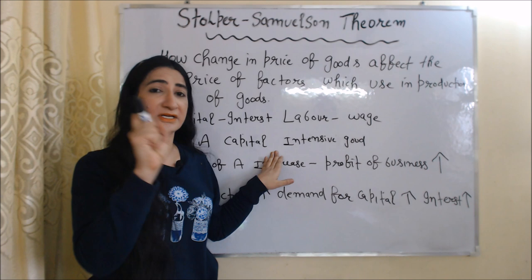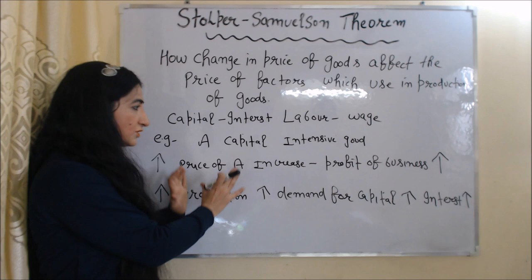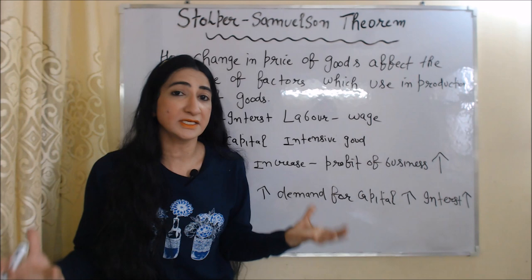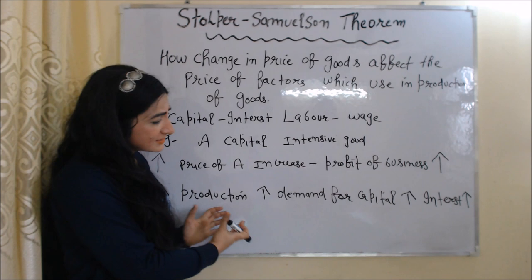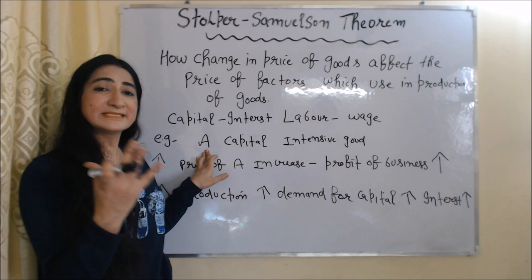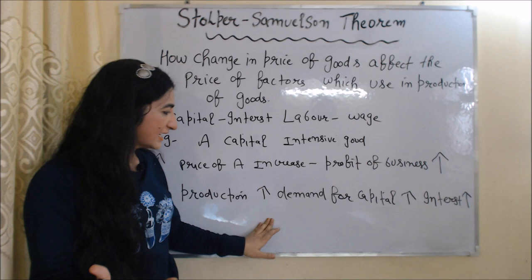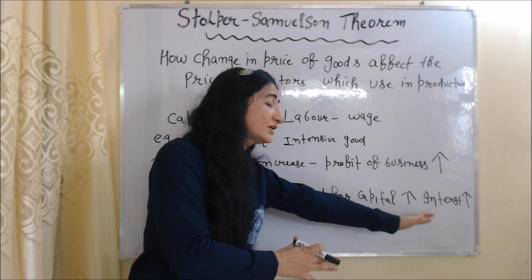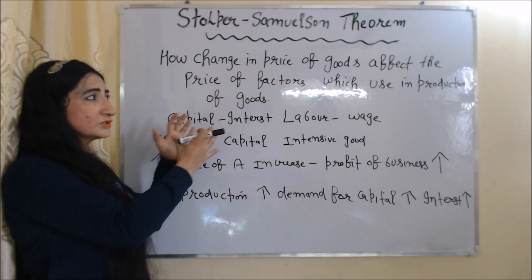Now suppose price of A increase. As price of A increase means profit of business increase. Obviously now they are receiving more money. As profit of business increase, they increase production. As they increase production, they create more demand for capital. Because goods A is capital intensive goods, for producing A they need more capital. That's why they create more demand for capital. As demand of capital increase, interest rate increase, because interest rate is price of capital. So we can say that how change in price of goods affect the price of factor which is used in production of goods.